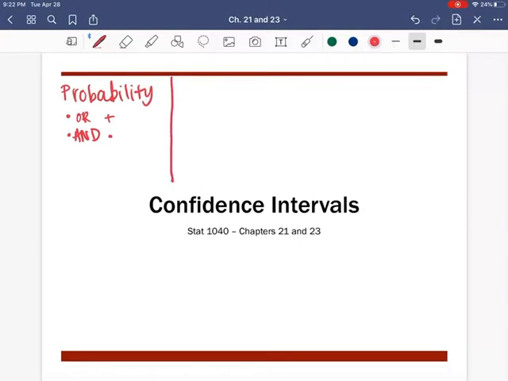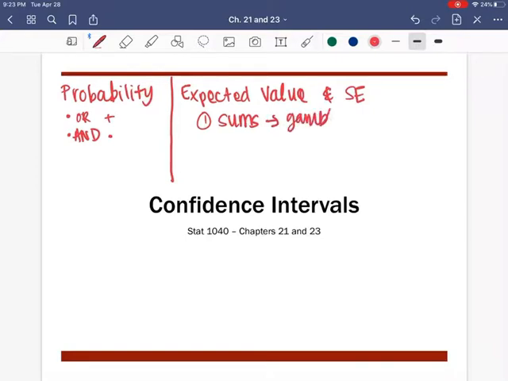Then we talked about EV and SE for sums, for percents, and for averages. And there was the 6 steps there. So we did expected value, and SE, ooh, that was a C, for sums, and this was mainly with gambling problems. So like you roll a die and get $5 every time you land on a 6 or 1, and you're adding up how many times you get that.